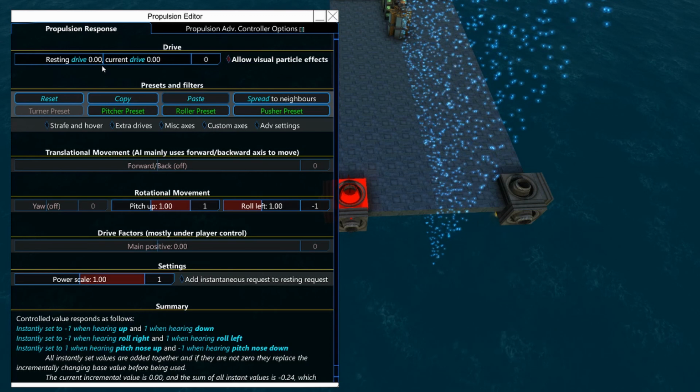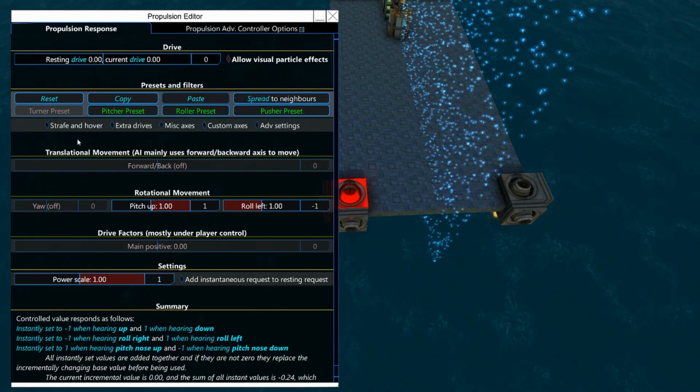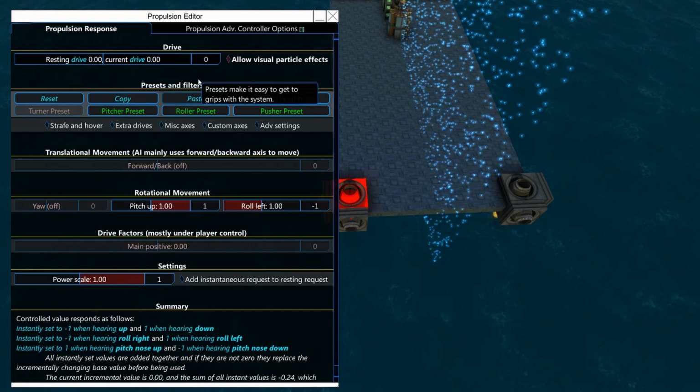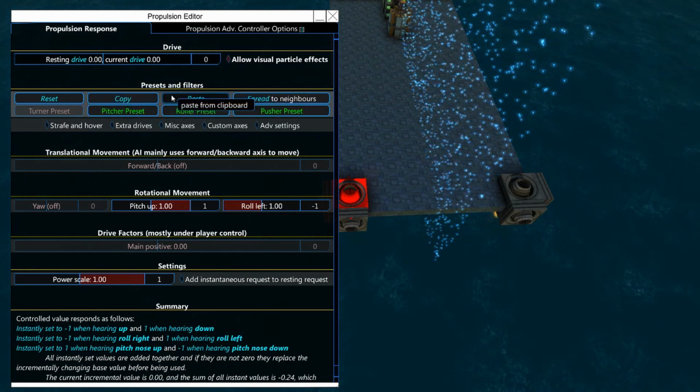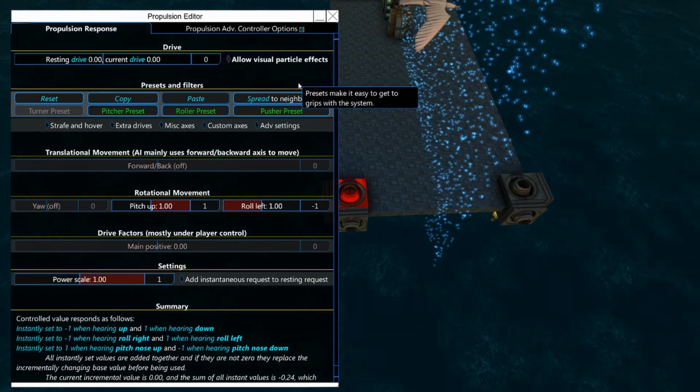It's going to get overridden by the actual controller that is driving this engine. So I really don't need to pay attention to that. Presets and filters is a little more interesting. Here I've got 8 buttons.